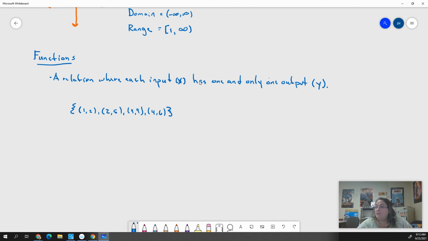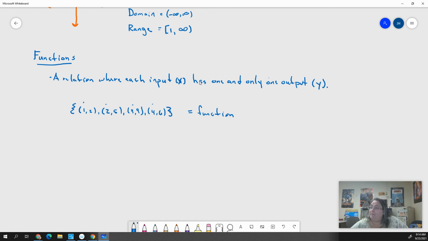right? First thing you want to see is, do they repeat? Do I have more than one x with the same number? So here I have 1, 2, 3, 4. My x's don't repeat. So I can move on and just automatically say this is a function, right? As long as my x's don't repeat, I don't have to worry about it. If my x's repeat and they don't repeat to the same y value, then it's not a function.